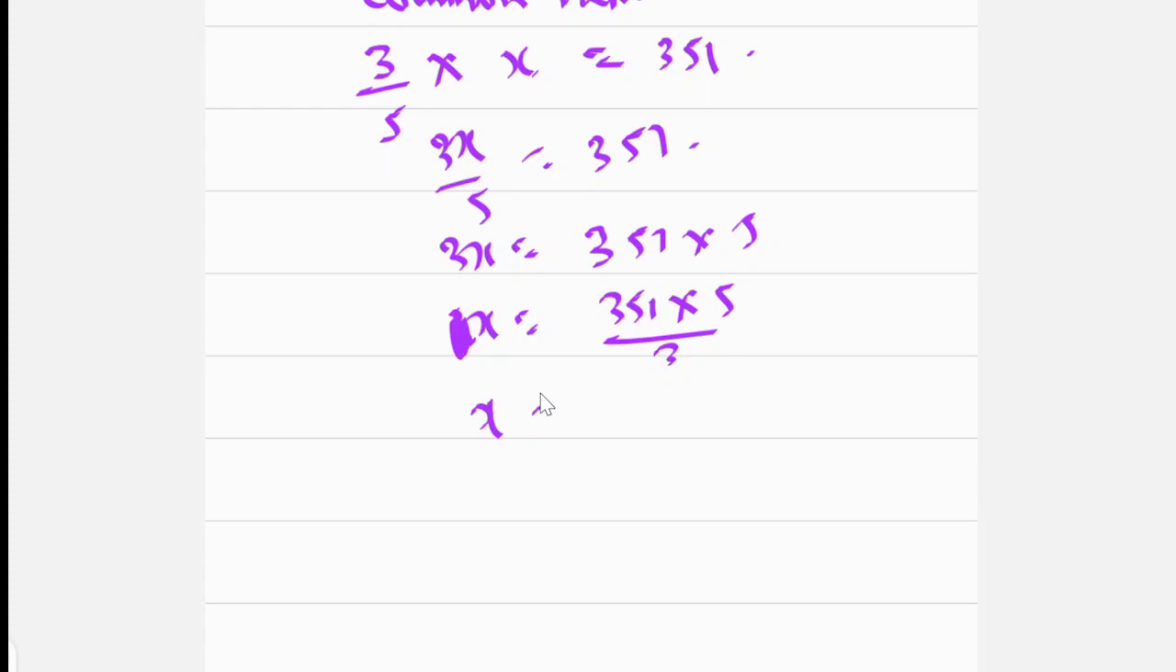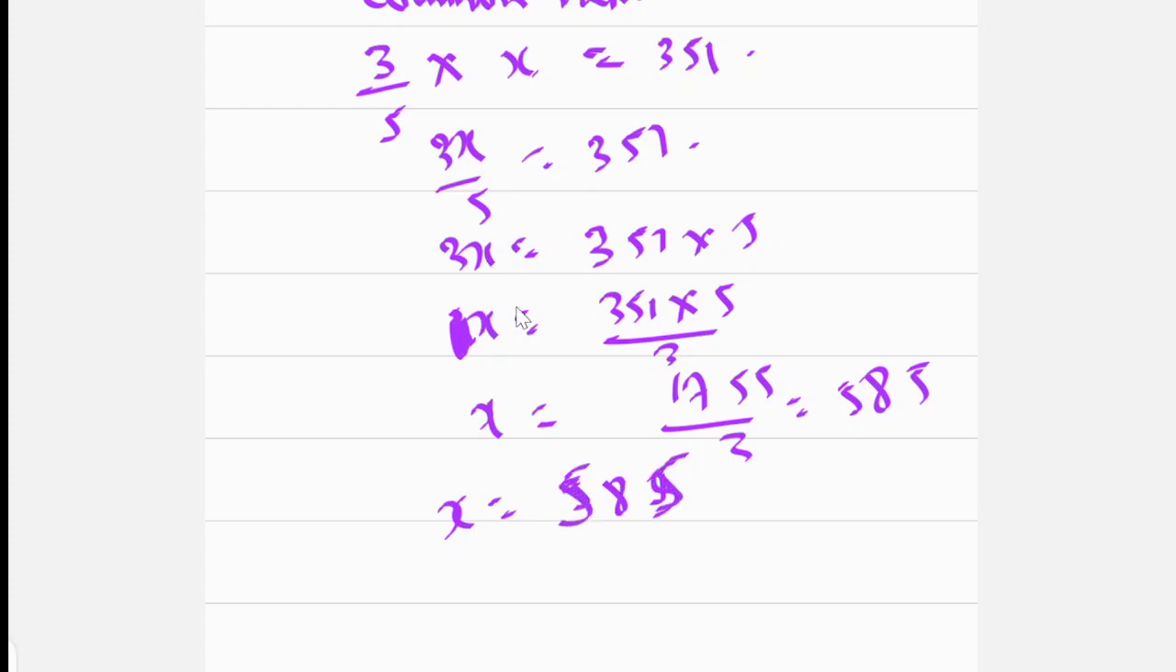So what is 351 times 5? That is 1755 divided by 3. Oh, I think it can go. So that is 585, because 351 divided by 3 is 117. I think I made a mistake there, because this is 11, remainder 2. So in 21, that will be 7. Then your s will now be 585. That is the total volume.